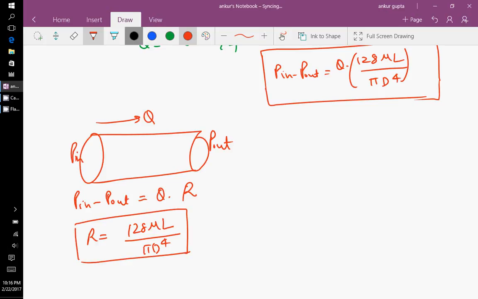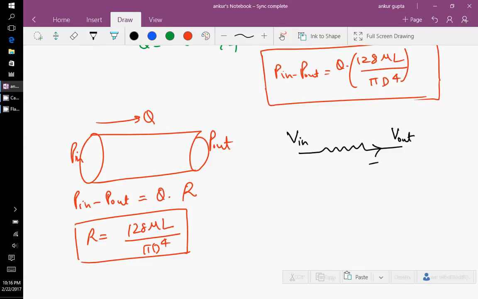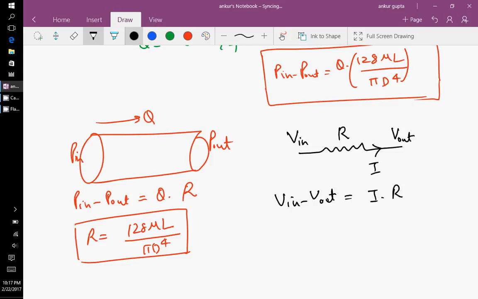And if I want to make this analogous to an electric circuit, what I want to say here is that let's say this is V in, this is V out, or voltage in, voltage out. The current is I and the resistance is R. We know that V in minus V out, or the potential difference or voltage, is equal to I times R. And here R is the resistance.